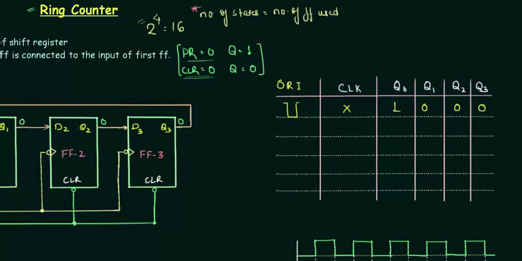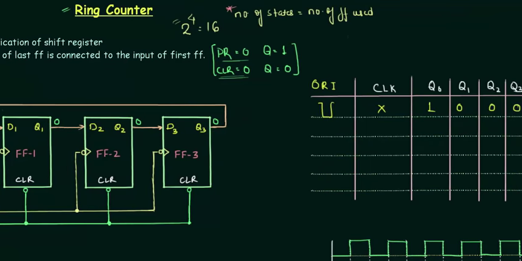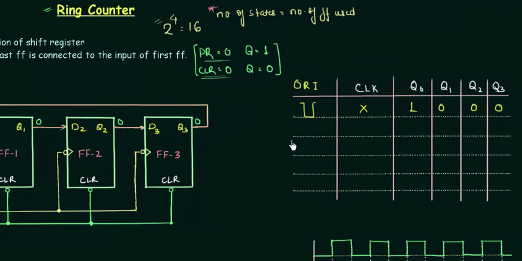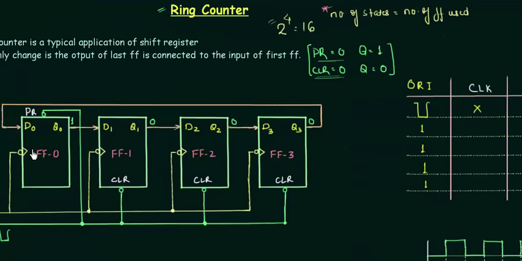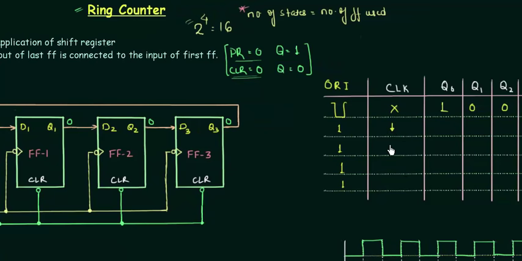So this is what we have in the first row. Now for the rest of the operation in the circuit, we will make this ORI high. This ORI will be high for the next operation so that this clear and preset will not affect the output. So I will make it high. The 1 represents it is high throughout the operation. And now we will move to the clock. As you can see, all these 4 flip-flops are negative edge triggered. So there will be a change in the circuit or the D flip-flop whenever we have a falling edge.